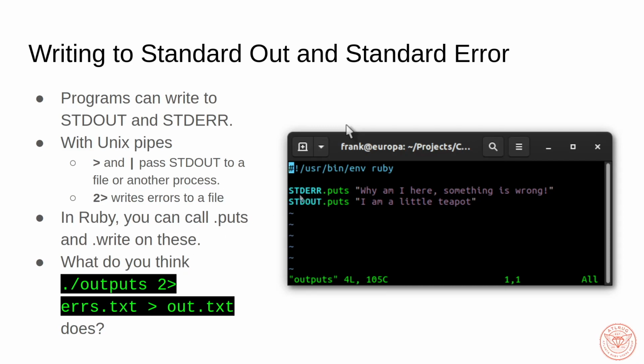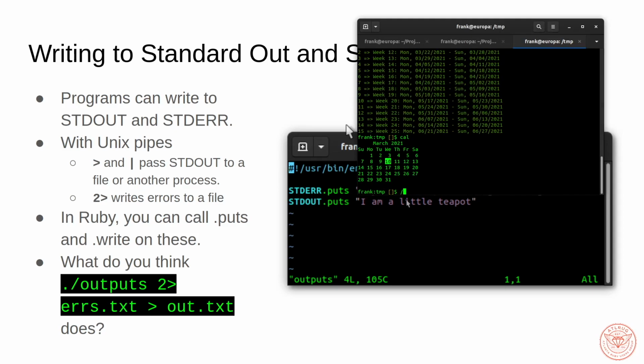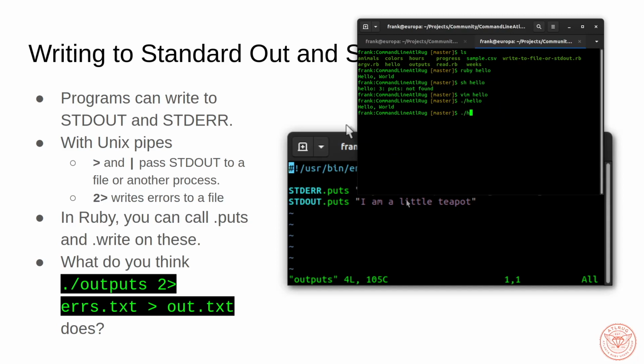And so you'll see it has this all caps STDERR is an object in Ruby and STDOUT is an object in Ruby. And you can puts or write on either of them. And so if I go here and type, let's exit this one, outputs. So outputs, because I didn't do anything, you will see both of them.